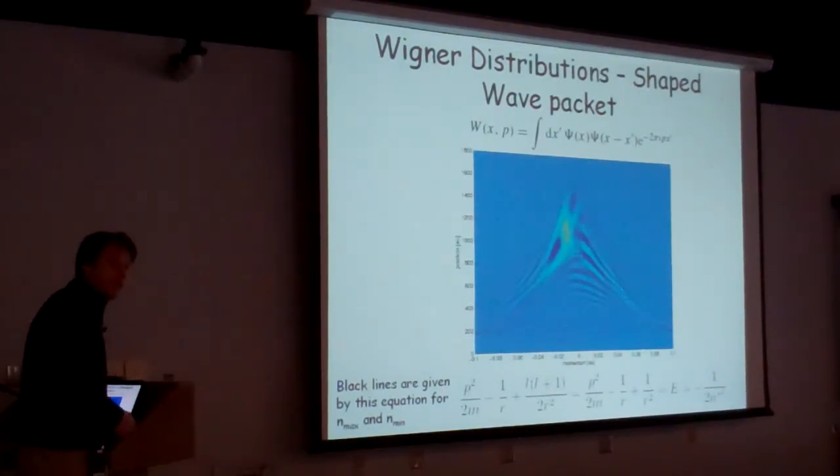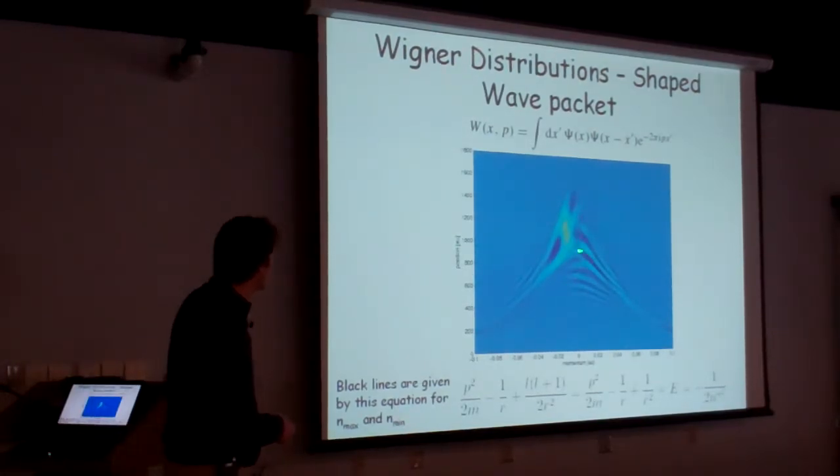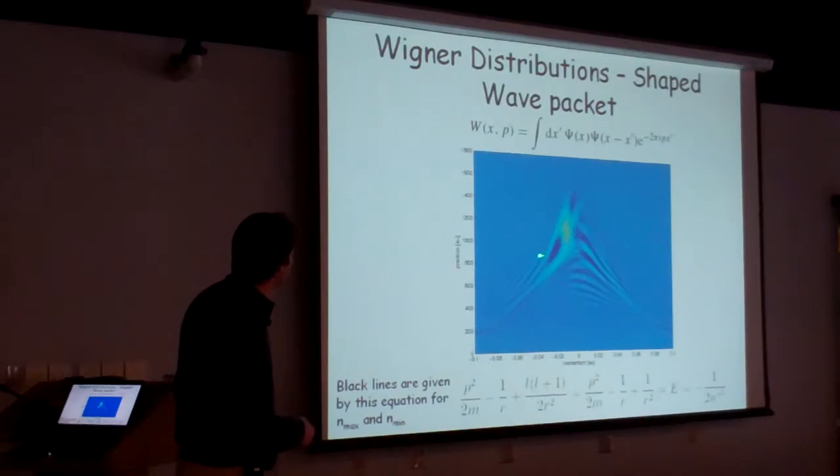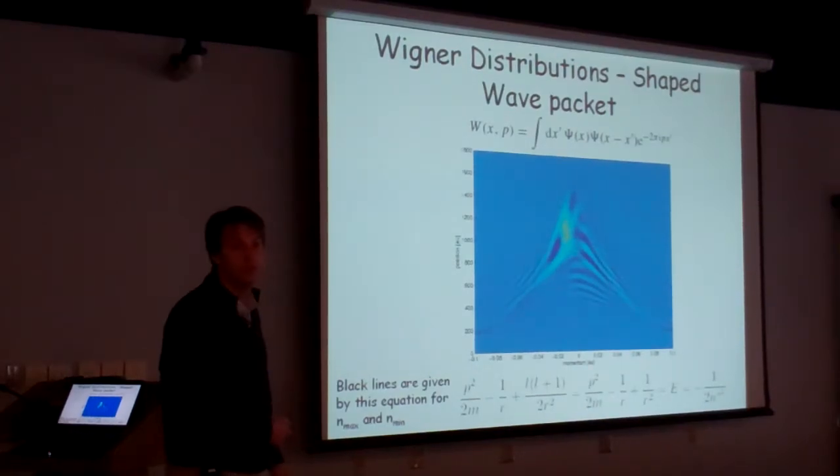Is your Wigner function positive everywhere? No, it's not. I'm sorry that I didn't include a color bar, but they're opposite signs, the lighter and the darker blue here.